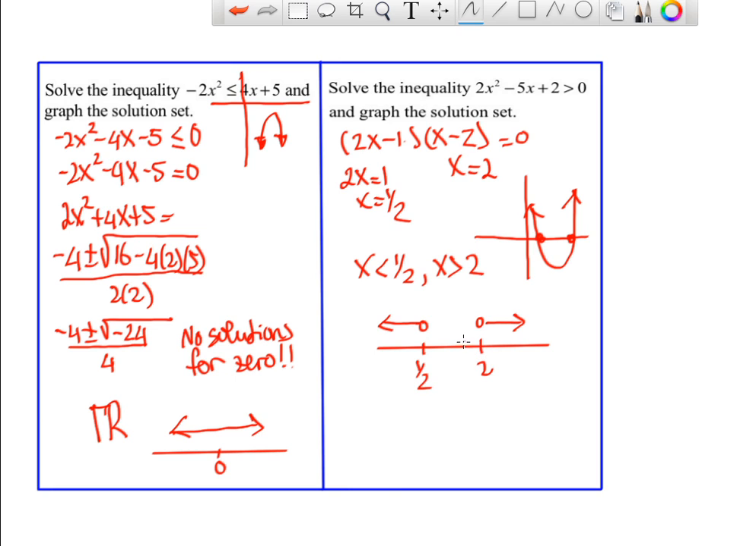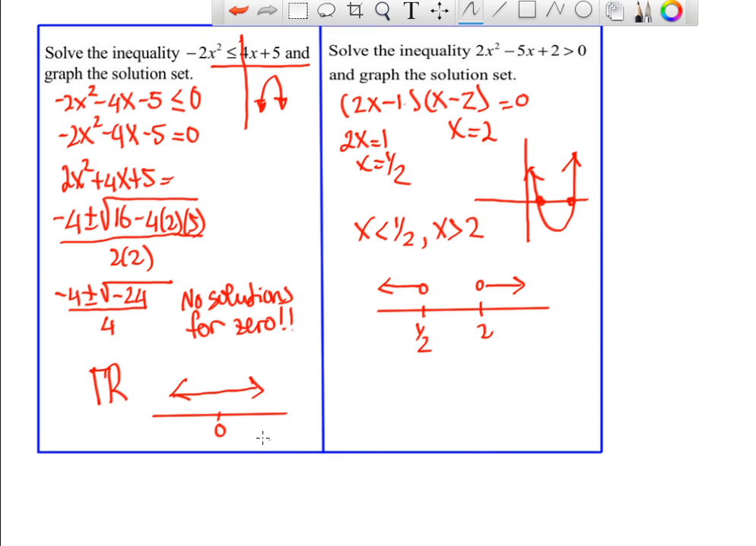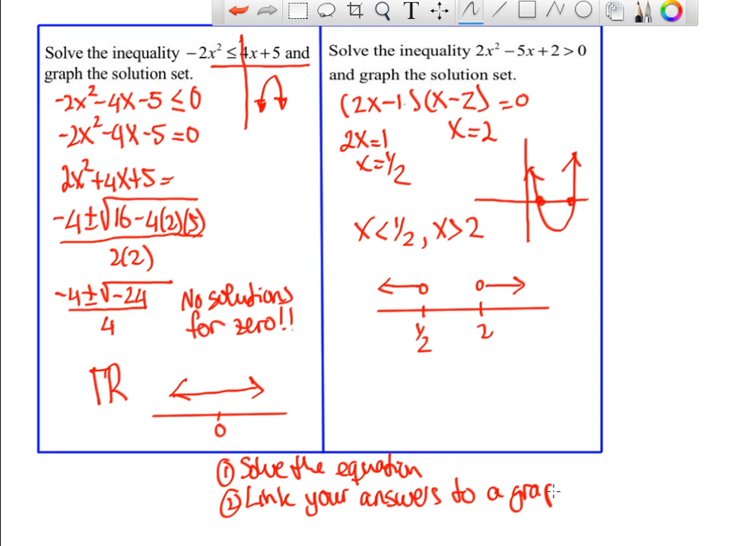So when solving quadratic inequalities, my suggestion is that you pretend that you have an equation. So I would solve the equation, and then I would link your answers to a graph. And based on the graph, you can tell me what the inequality would be. All right? Thank you.